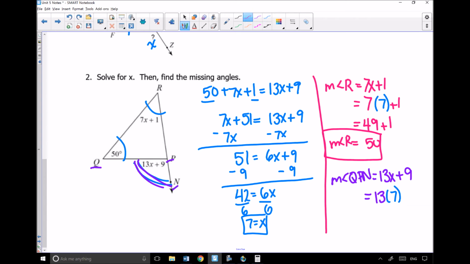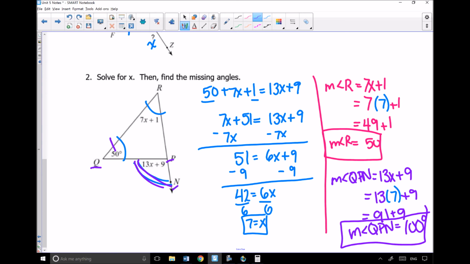So it's 13 times 7 plus 9, okay? And then when I do the multiplication here, sorry, let's be consistent with our colors, plus 9. When I do my multiplication here, I end up getting 91 plus 9. So therefore, I can say that the measure of angle QPN is equal to 100 degrees. And that should work for me because if this angle right here is 50 and this is also 50, then this angle out here should be 100, and then I'm good to go for this question.